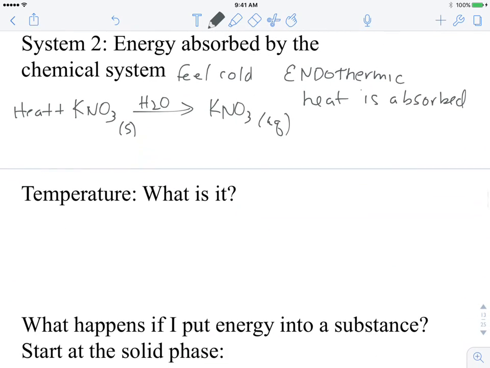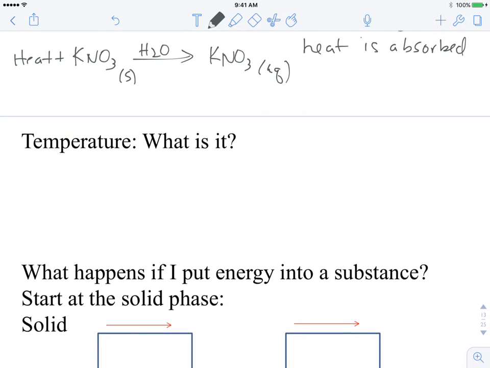But let's talk a little bit about temperature. Temperature has a very distinct definition. You need to memorize this definition. It is a measure of the average kinetic energy of a substance.